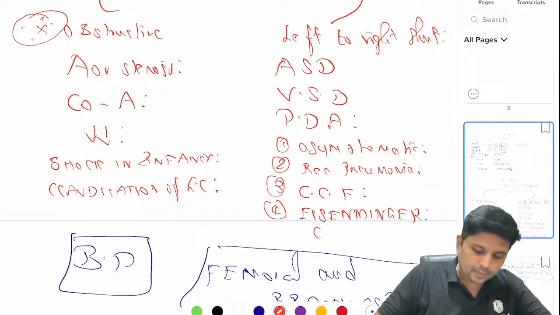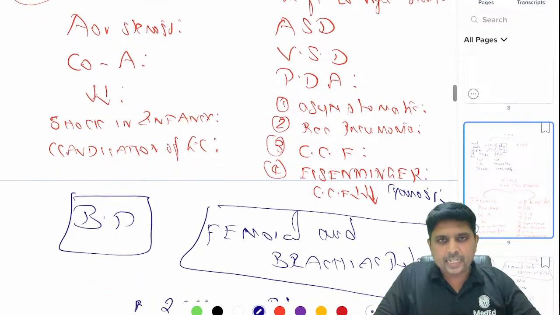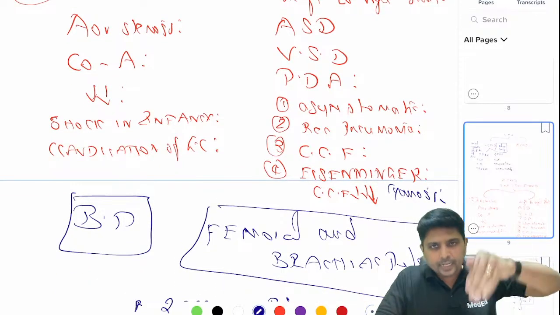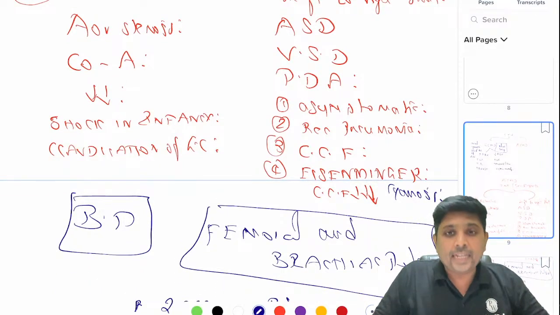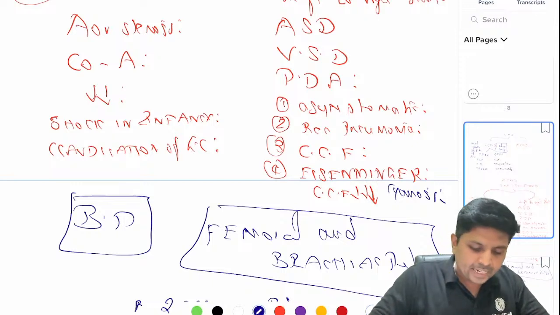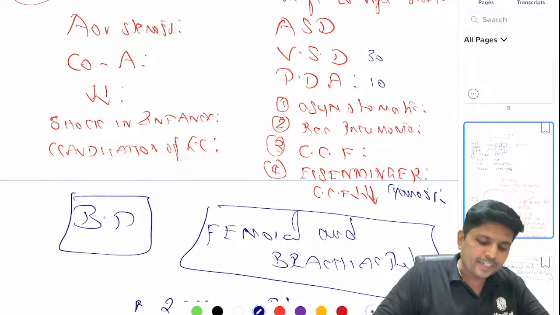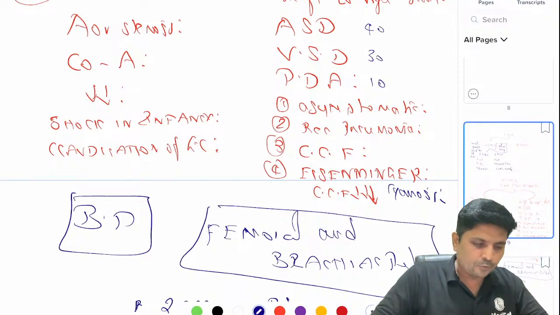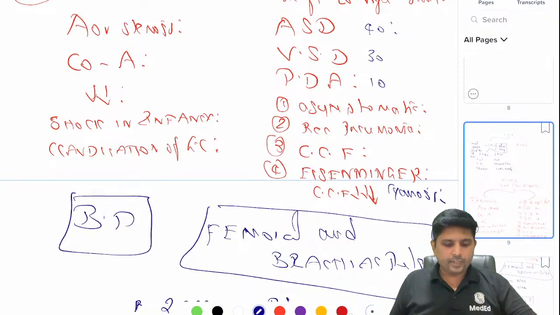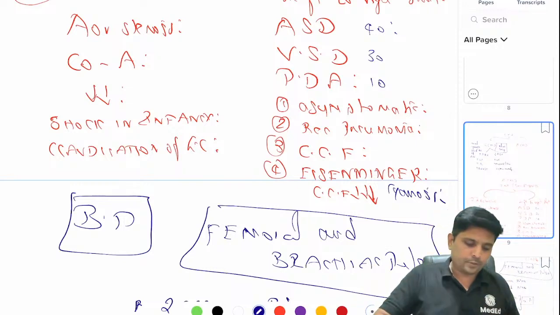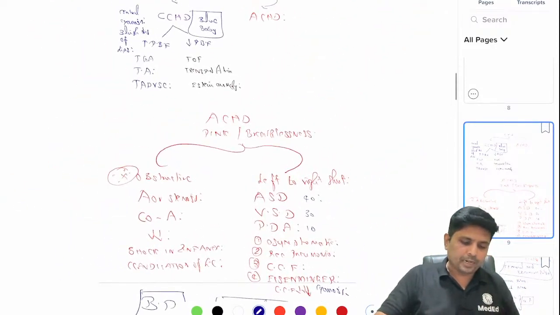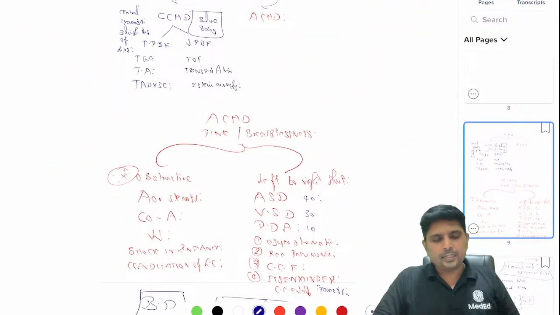So what is meant by Eisenmenger syndrome? CCF goes and cyanosis comes. Usually untreated ASD, untreated VSD, untreated PDA will go for this Eisenmenger syndrome. For example, PDA will develop cyanosis by about 10 years, VSD by about 20 to 30 years, and ASD by about 40 years. So this is the simple classification of congenital heart disease.